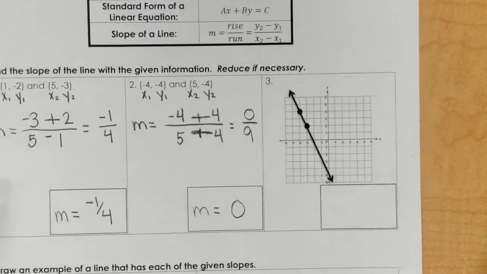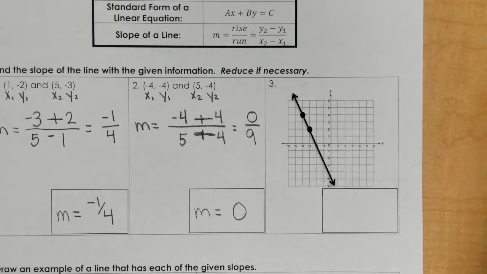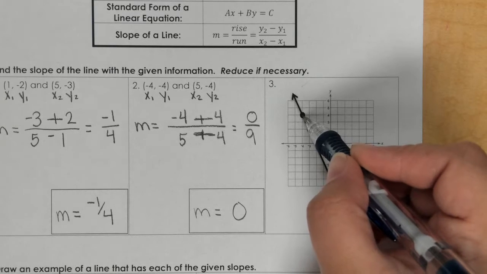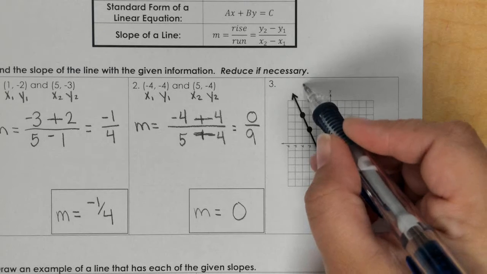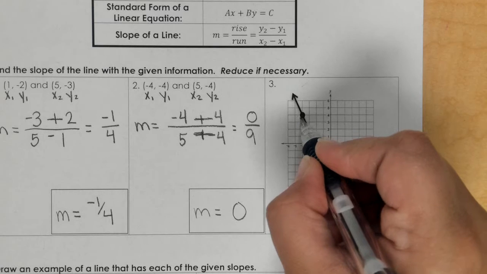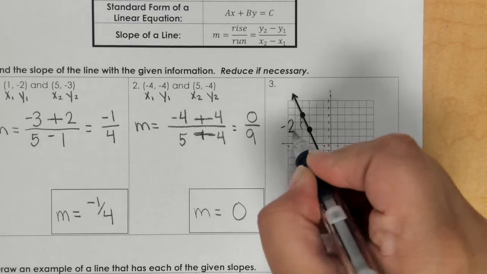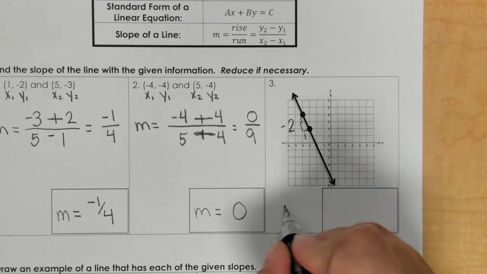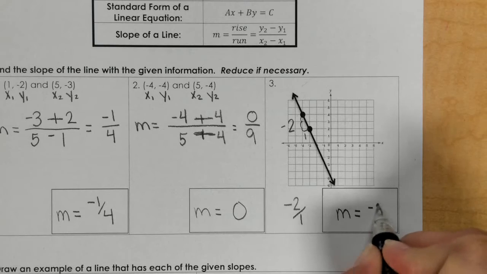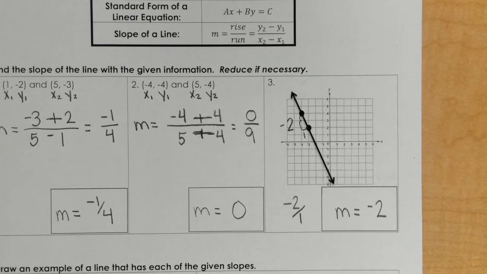Okay, for number 3, we were going to use the rise over run idea. But if you notice, the first point I come to on the left is this point here. I can't rise to get to here, so I'm going to have to fall. And I'm going to fall 1, 2, and run 1. So my slope is negative 2 over 1, but that does reduce or divide to be negative 2.